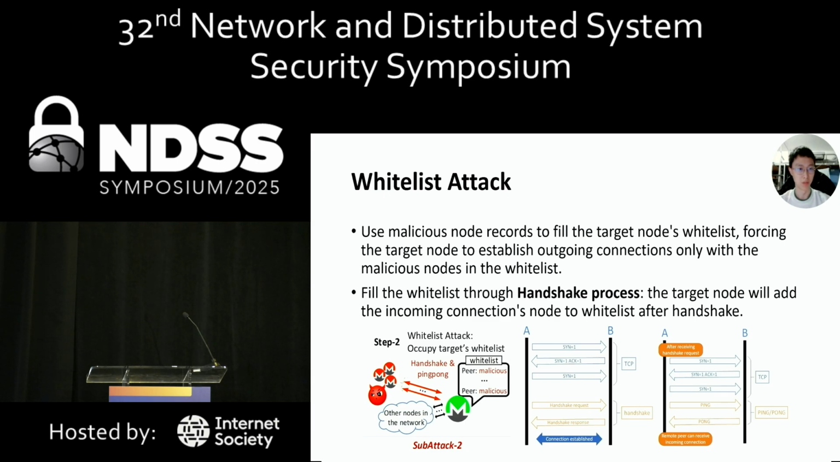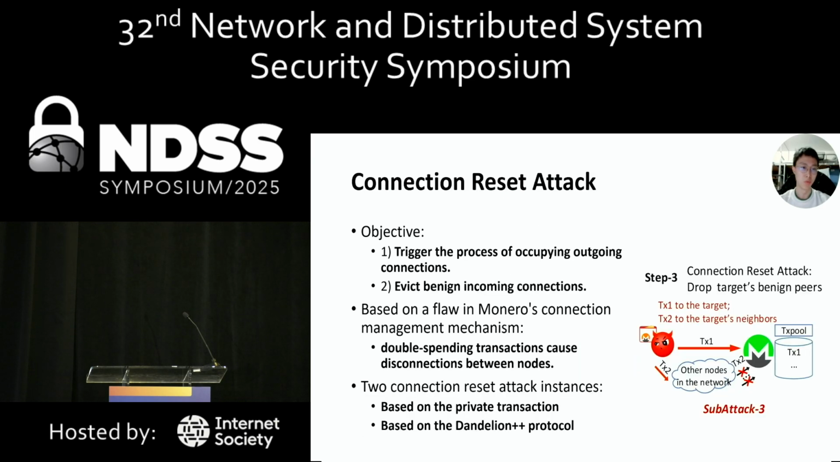This works because the target node will add the incoming connections node to the whitelist after a successful handshake. By exploiting this mechanism, we can fill the target node's whitelist simply through continuous handshakes. Next, we move on to the core part of the attack, the connection reset attack.